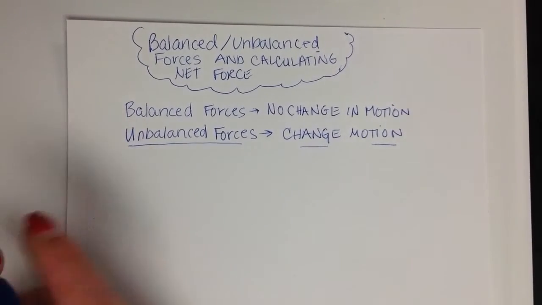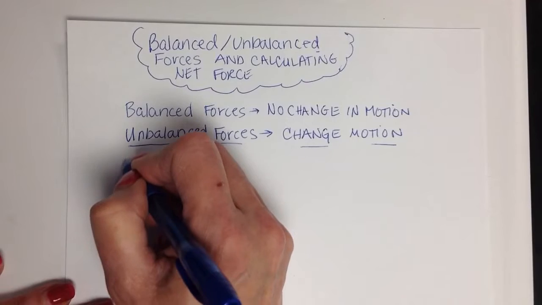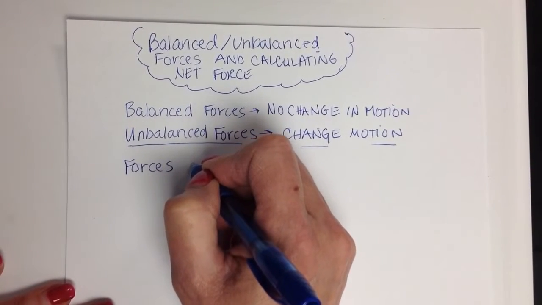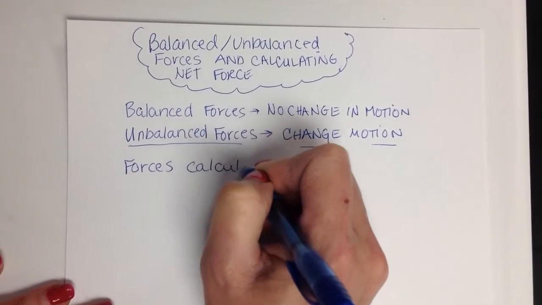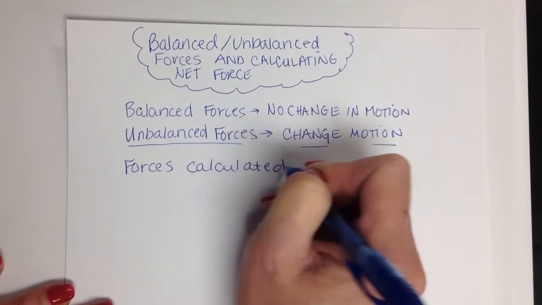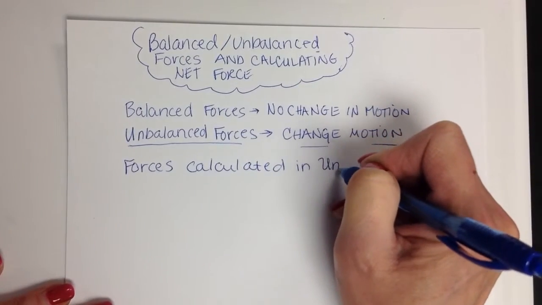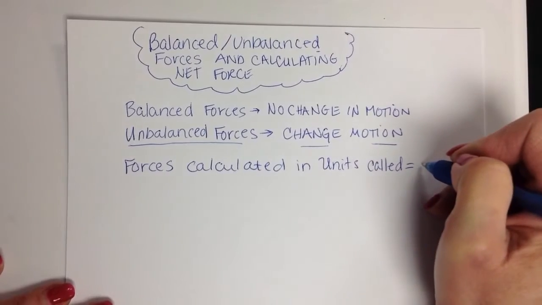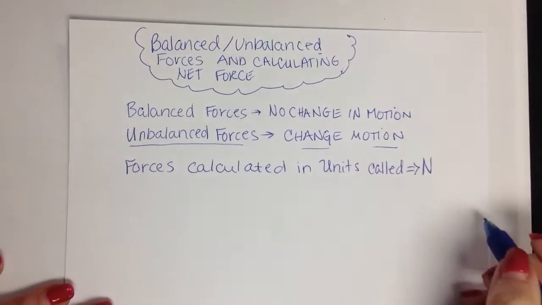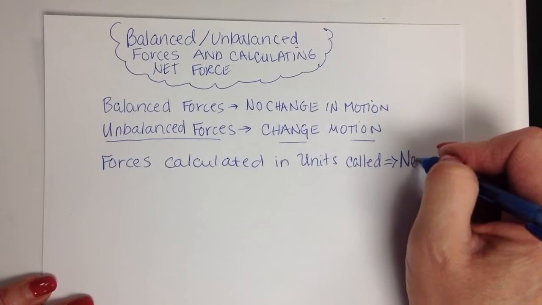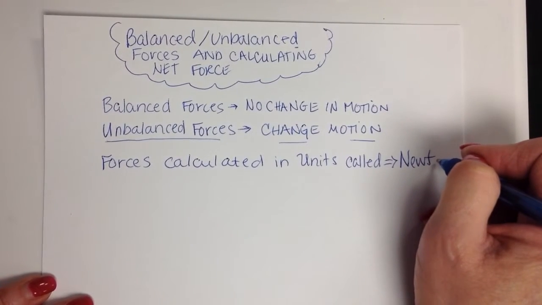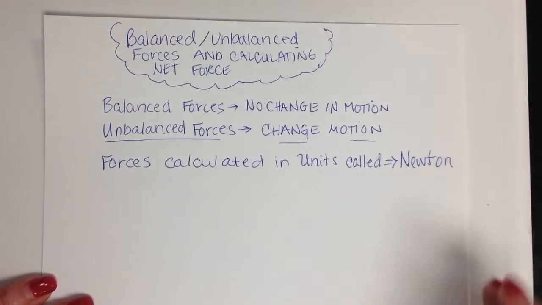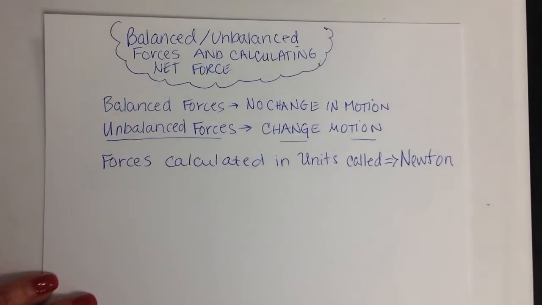Okay, so how are forces calculated? Well, forces are calculated using the unit called newtons. And why would they be calling them newtons? Well, who was the guy who came up with these laws of motion? Yep, you got it, Sir Isaac Newton. So that's why we call the unit a newton. Okay? Or newtons.